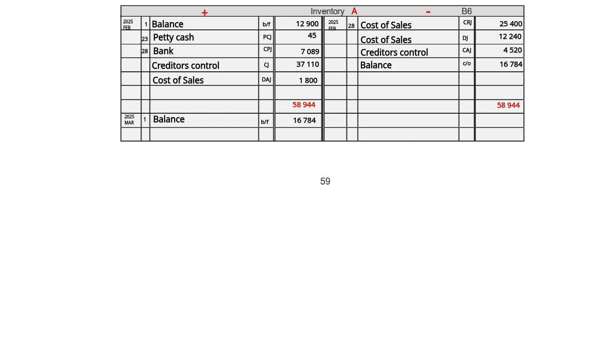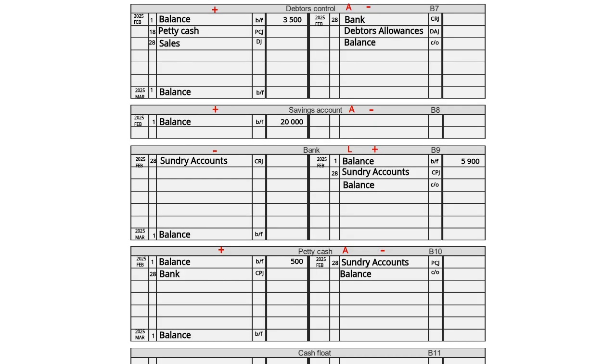Our next account is our debtors control account, which is classified as an asset, plus minus. We will have already entered our opening balance on the debit side of 3,500 Rand. Now the journals involved on the debit side are your petty cash journal and your debtors journal. So if you go to the total for petty cash in your journal, you'll get 12, and the total in the DJ is 17,982, your selling price for debtors.